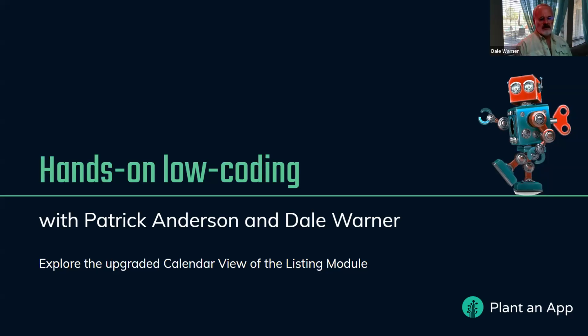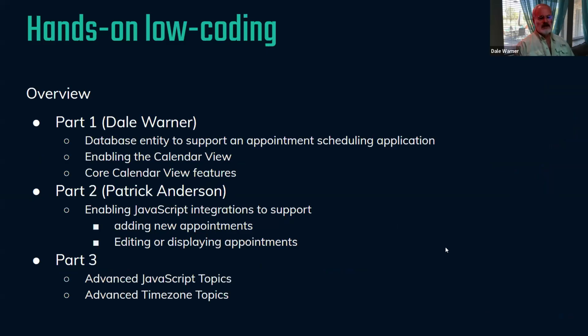So with that, we get to our hands-on low coding portion, and so we'll spend the next 50 minutes talking about the new upgraded calendar view of the listing module. So what does that mean? Well, here's where we're going over the next hour. I'm going to, in a moment, show you visually where we're going so that you'll see exactly what you're going to get by investing this hour with us. But then in part one, I will be just talking generally about how to put together the data behind a calendar and enabling the calendar view, and just talking about the core calendar features.